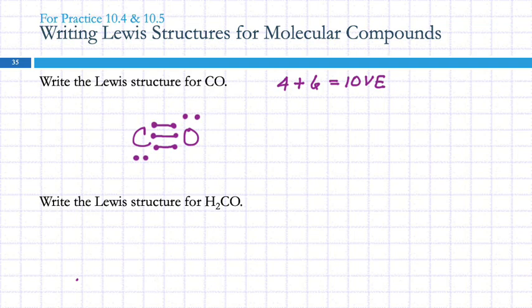Now that looks a little weird, so we might want to draw it a little less weird looking. What we have there is a triple bond, and each of these has a lone pair. It doesn't matter exactly where you put the lone pair, but people like symmetry. So that would be the Lewis structure for carbon monoxide.